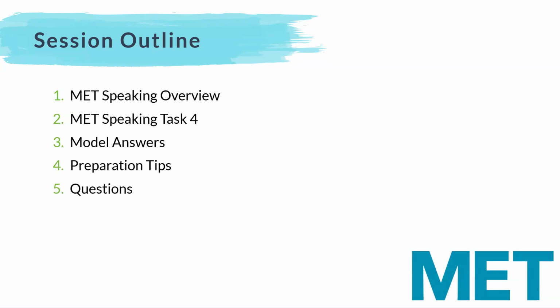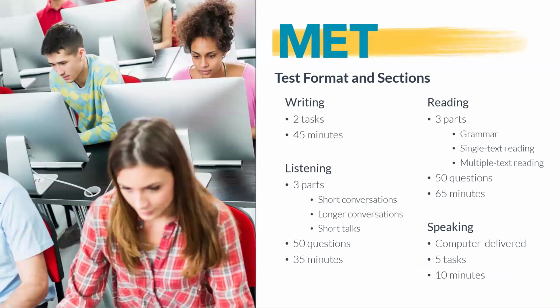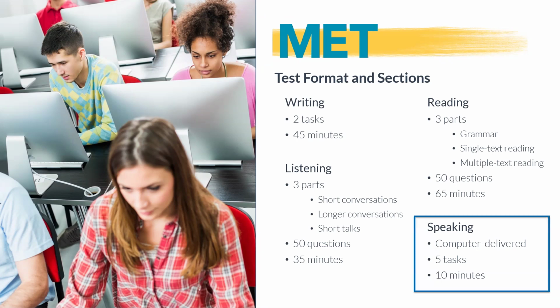Thank you. In the speaking section of the MET, so MET has 4 tests. It assesses 4 language skills: writing, listening, reading, and speaking. Speaking is the last one. And MET is a computer-delivered test, as you know, and there are 5 tasks that you have to do, one after the other. The entire process takes 10 minutes. And for the past few sessions, we've been talking about tasks 1, 2, and 3. So we're now in task 4.